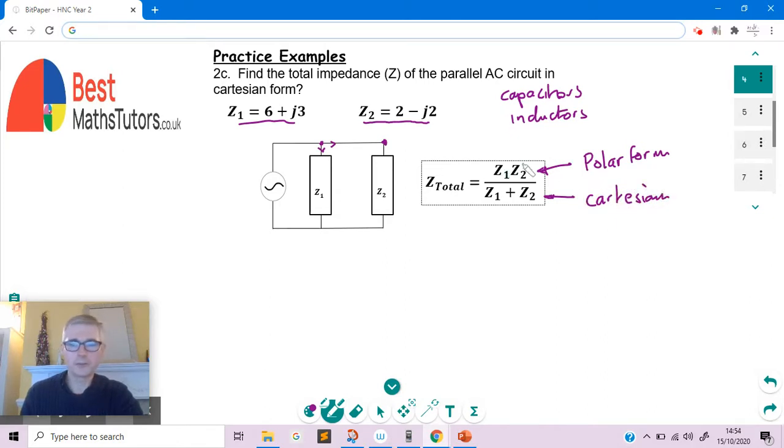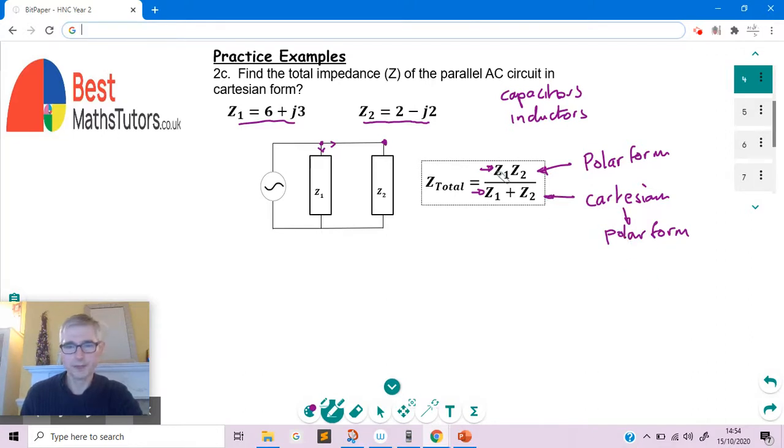Then when we've got an answer in polar form on the top and an answer in Cartesian form on the bottom, we're going to convert the Cartesian answer on the bottom line into polar form. That's so that we can do the division. We can divide the top of the fraction by the bottom of the fraction. So we're going to divide the top in polar form by the bottom in polar form, which is easy to do.